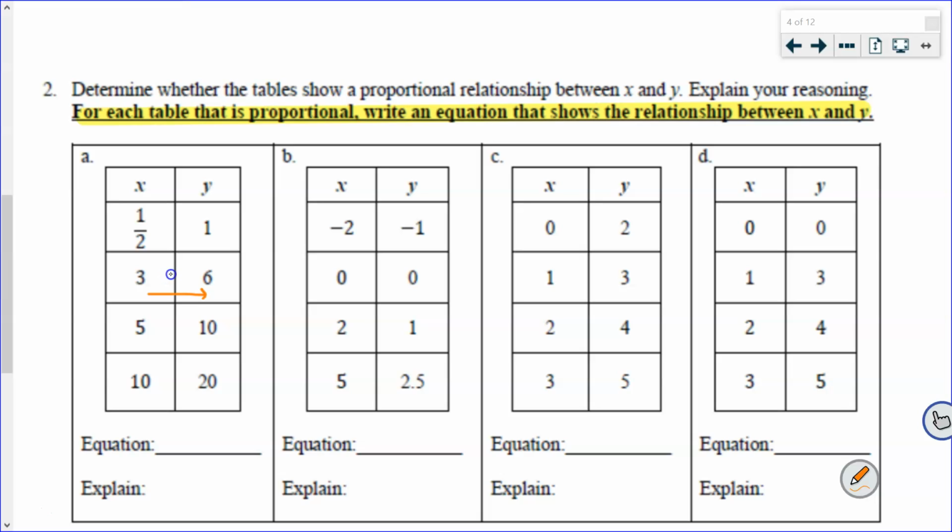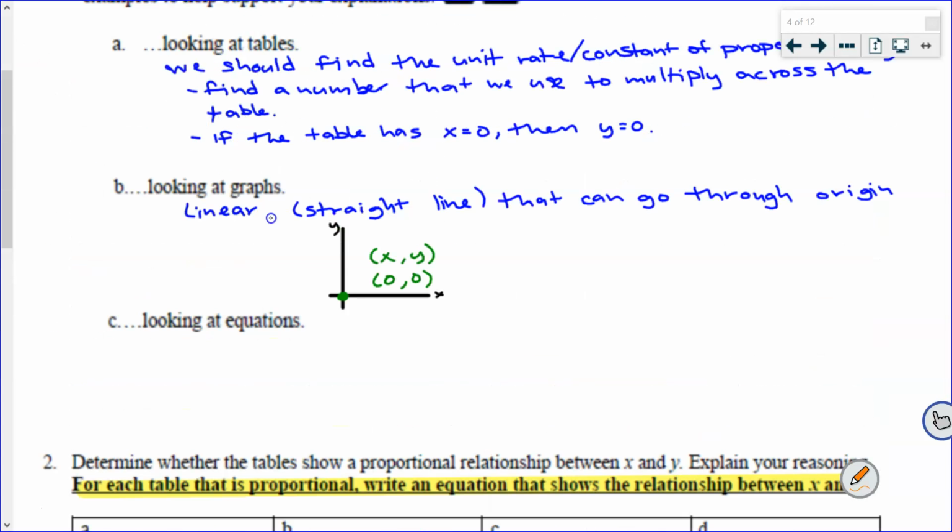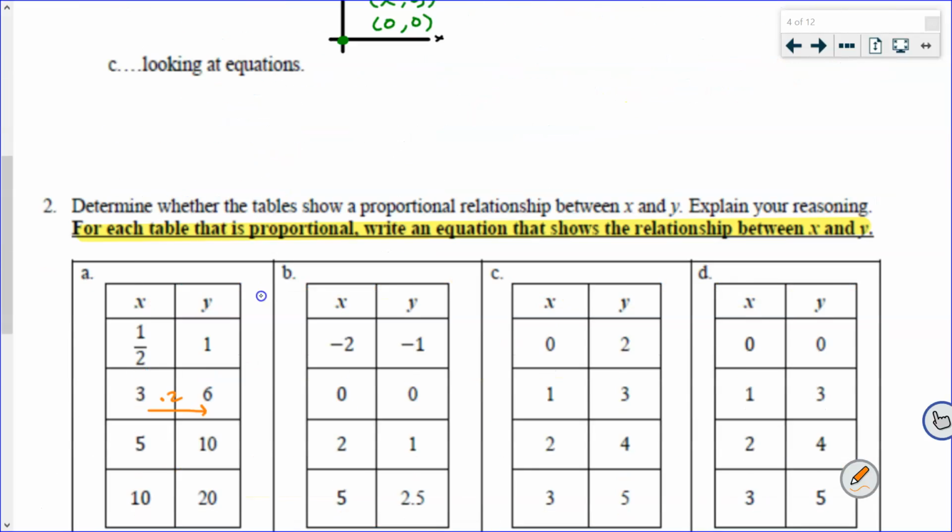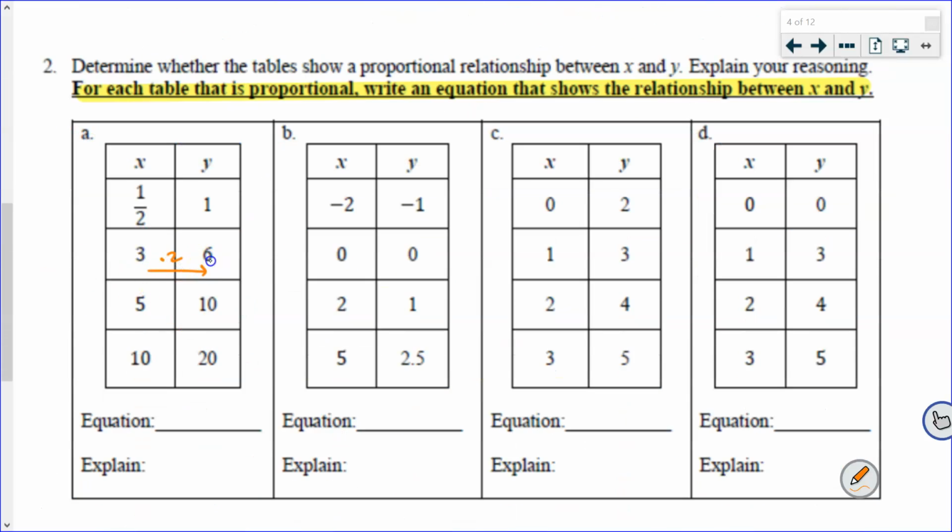Add 2, divide by 2, multiply by 2. Exactly. That's a key thing because that's what we wrote down up here: we need to find a number that we use to multiply across the table. So 3 times 2 is 6.